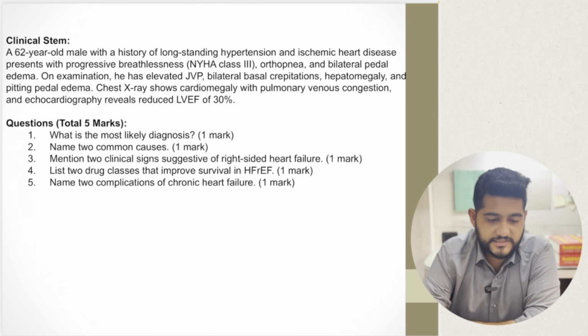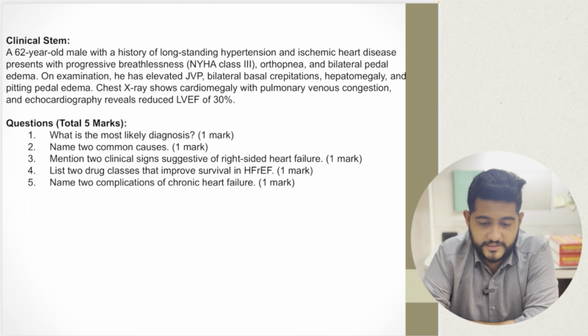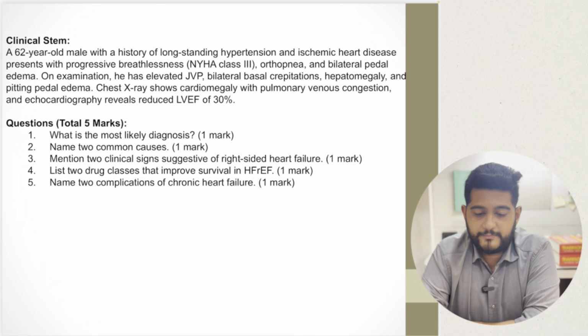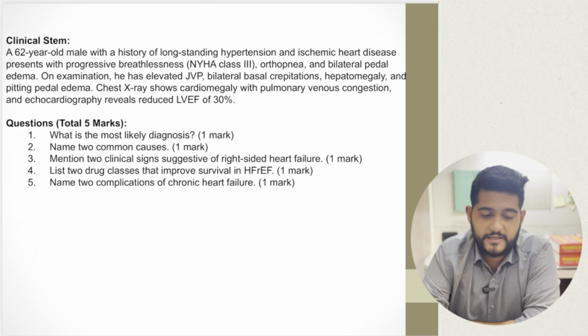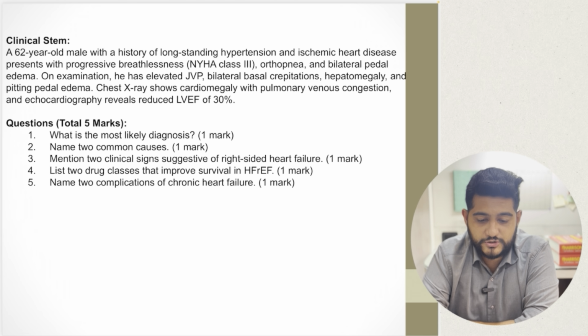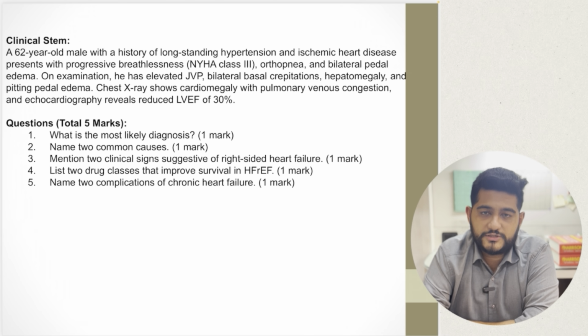Then the next question: a 62-year-old male with a history of long-standing hypertension and ischemic heart disease, presenting with progressive breathlessness, NYHA class 3, orthopnea and bilateral pedal edema. On examination there is elevated JVP, bilateral basal crepitations, hepatomegaly and pitting pedal edema. Chest X-ray shows cardiomegaly with pulmonary venous congestion, and echo reveals an ejection fraction of 30%. Kind of a similar history to the last question, but here they have not mentioned any image of echo, but the question is kind of similar.